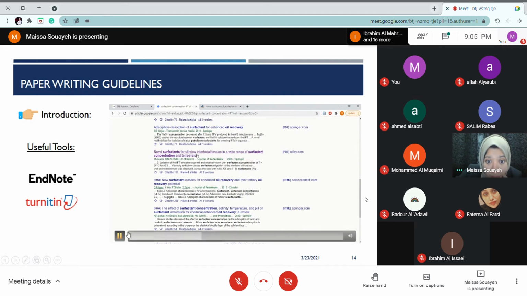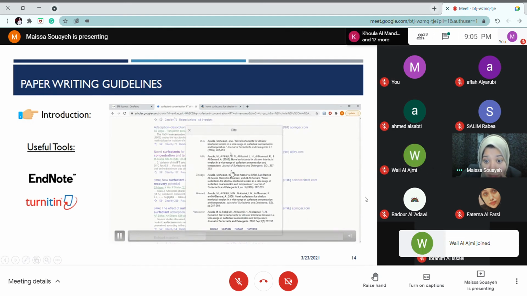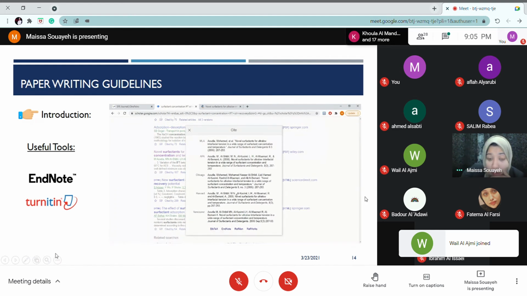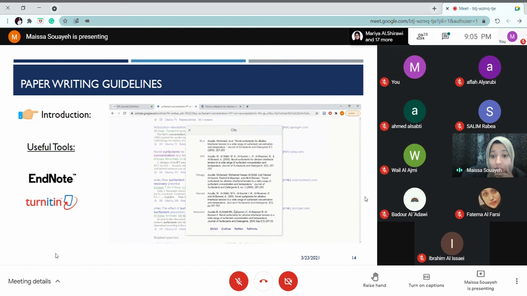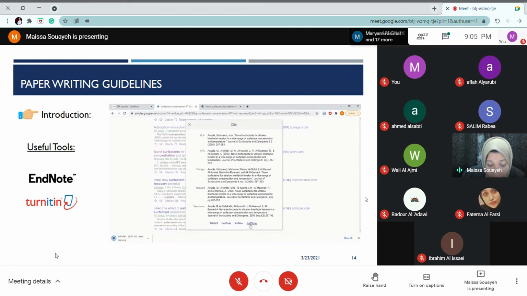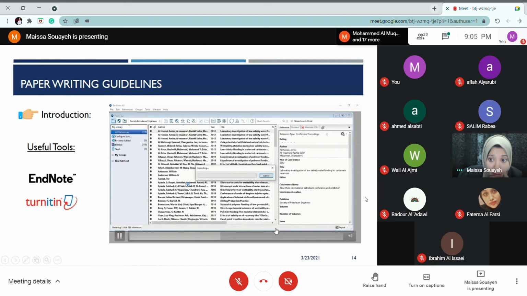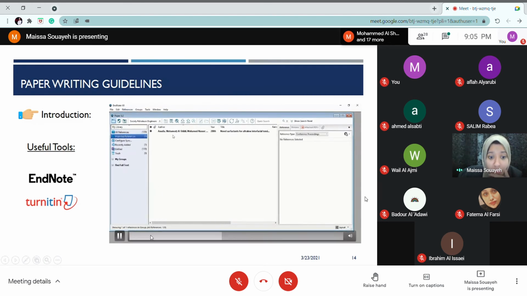See here, see this icon, the citation icon, Cite. Here it will show me how to cite this paper in different styles. And here at the end, how to cite using different tools. One of them is EndNote. So you press EndNote, and the citation will be downloaded in EndNote format. And then you open it, and it will be inserted in EndNote.